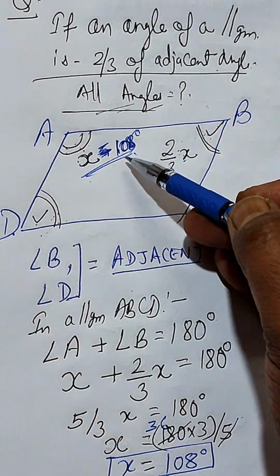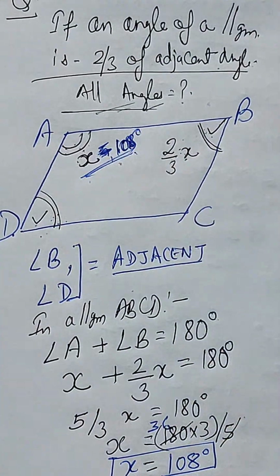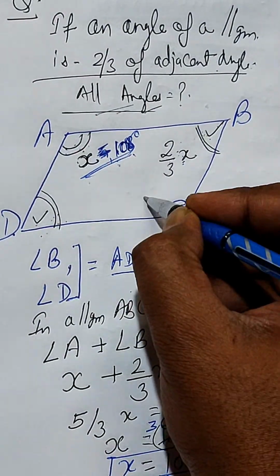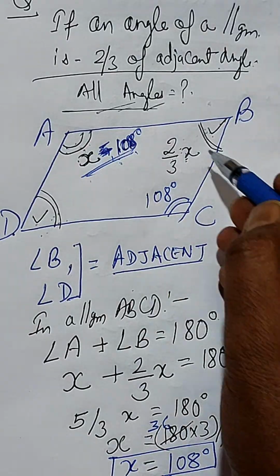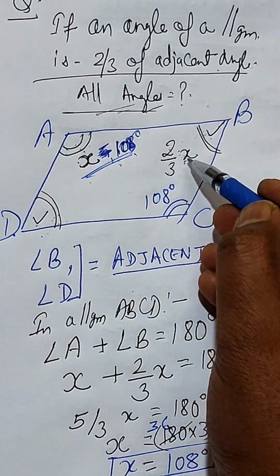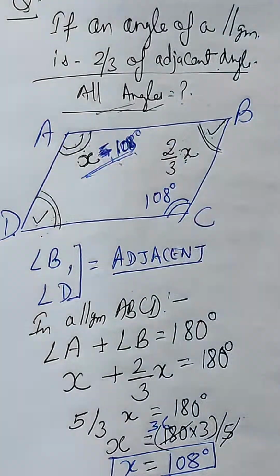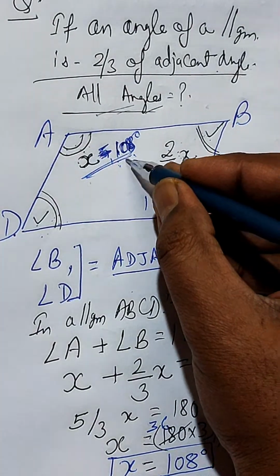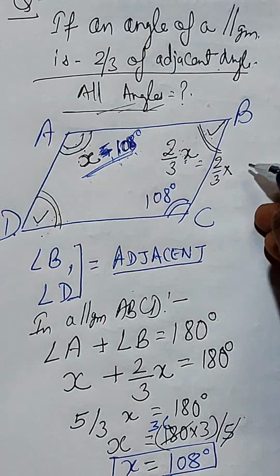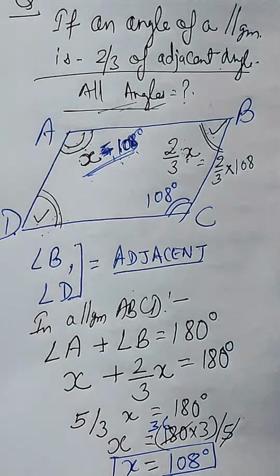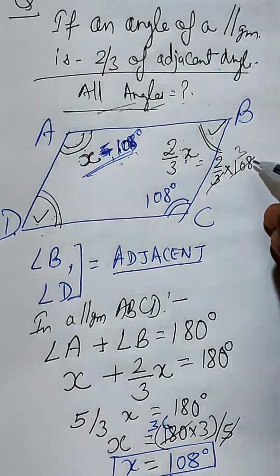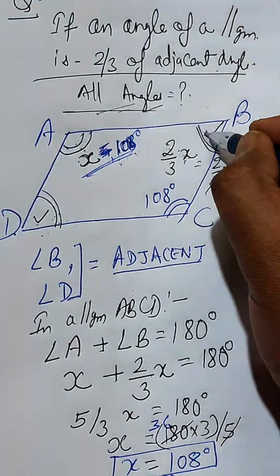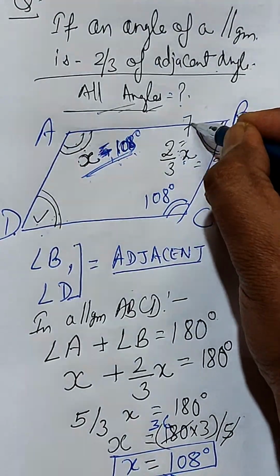So this angle is calculated now. What is the value of this angle? If this is 108, this angle is also equal to 108, isn't it? And angle B is equal to 2 by 3 times x, and x is 108. So put the value of 108 over here. 36 into 2 is equal to 72 degrees. So the value of angle B is calculated as 72 degrees.